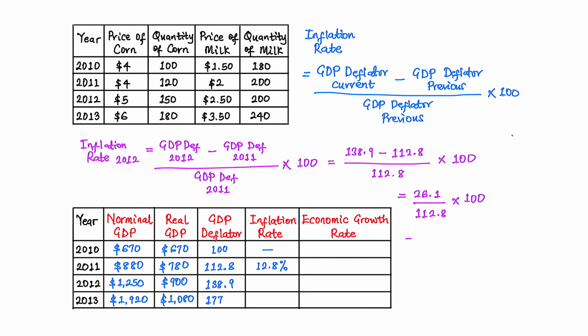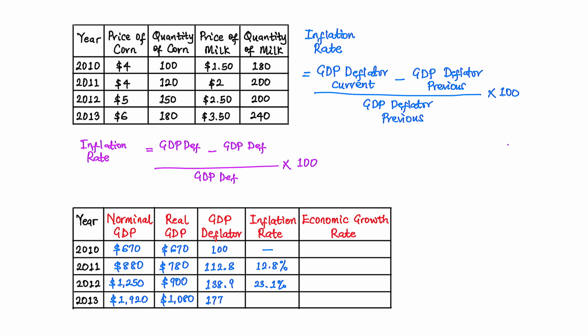So that equals 26.1 divided by 112.8, that is 0.2314, then times 100. So that equals 23.14%. Or we can just say 23.1. So inflation rate in 2012 is 23.1%. Next, we are calculating the inflation rate in 2013.